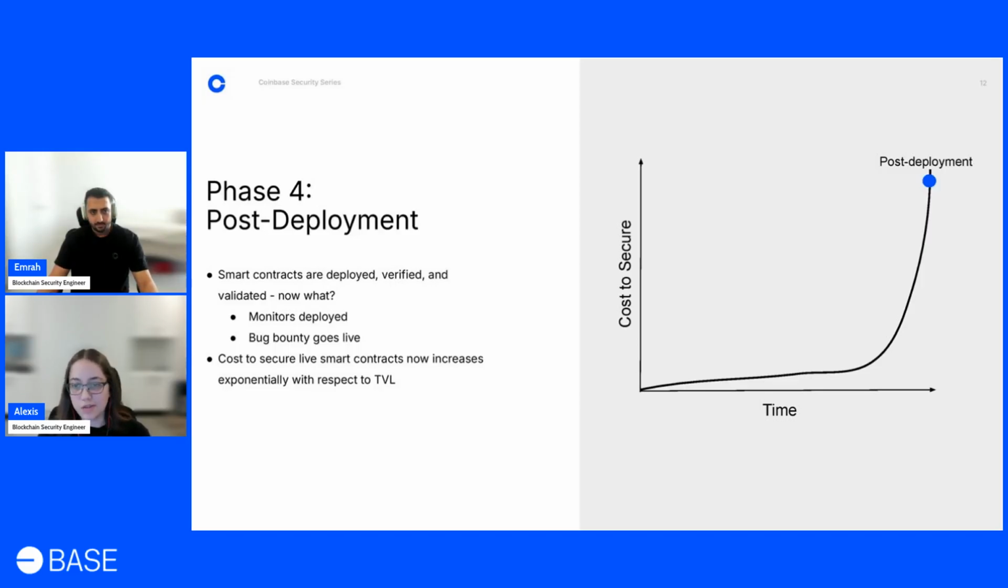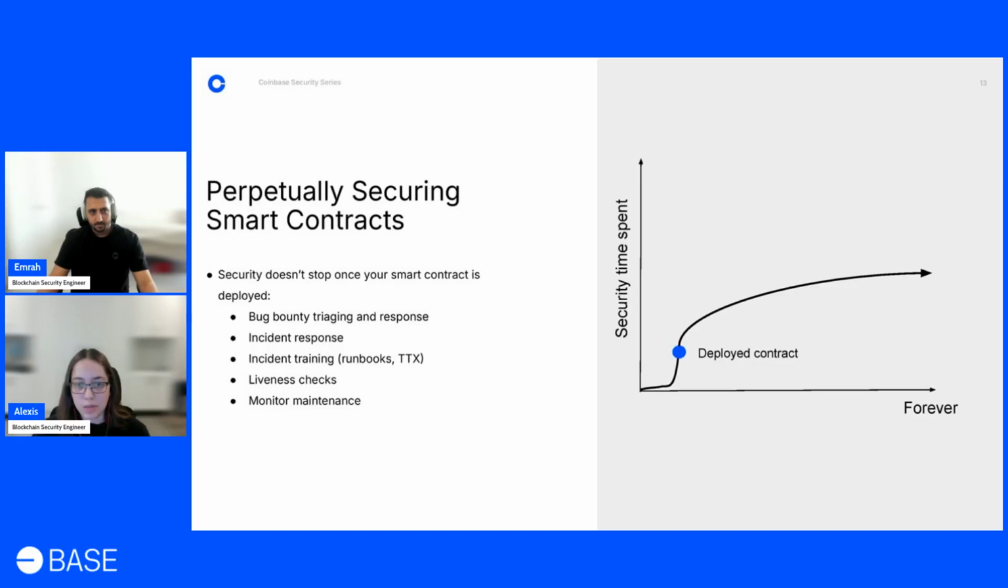So hopefully you've spent time securing your smart contracts during all the other phases. You might be spending a lot on bug bounty payouts. Now, the last point I want to make is that the post-deployment phase is really only the beginning of your smart contracts. You're not really ever going to stop securing your smart contracts or spending time and money on security. The total time spent may taper off at some point, but it will never be flat.